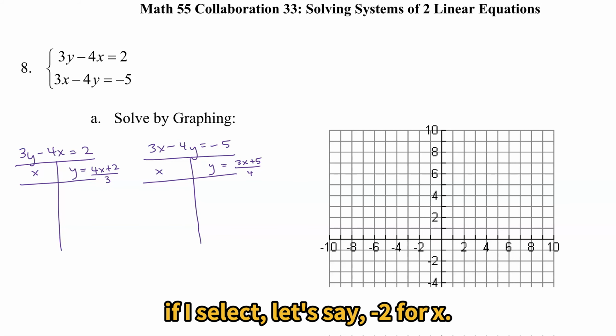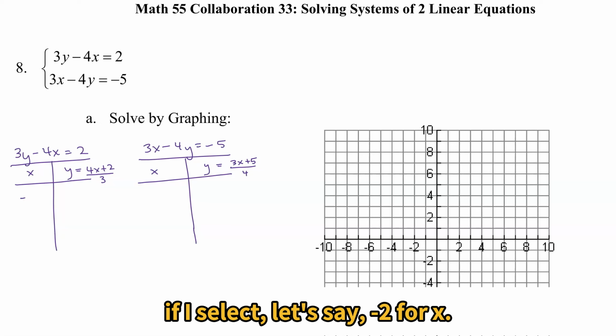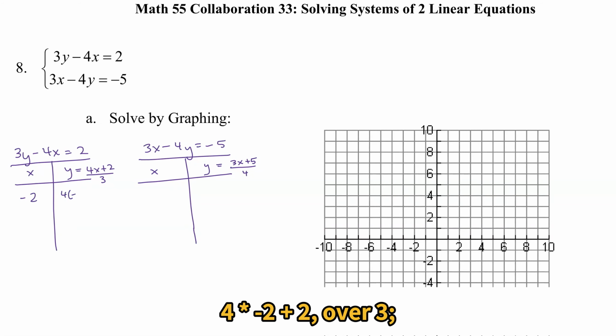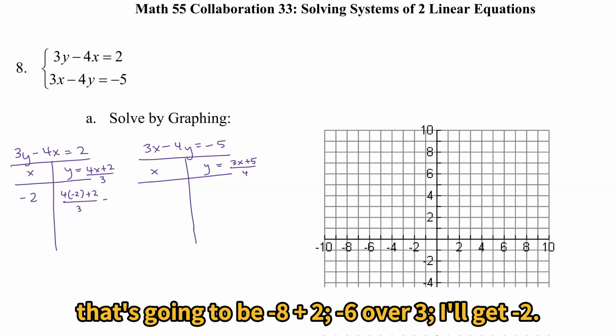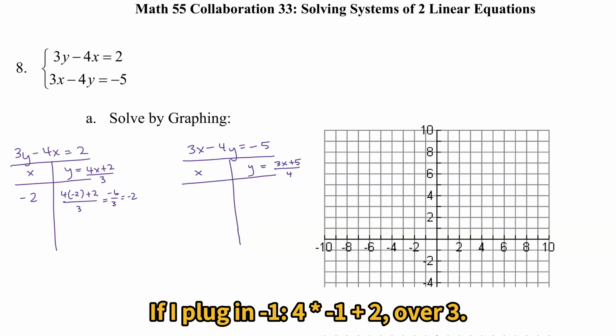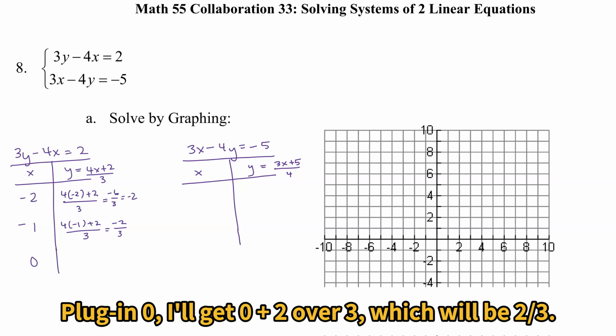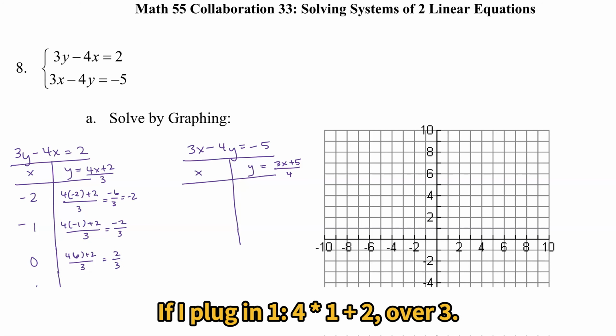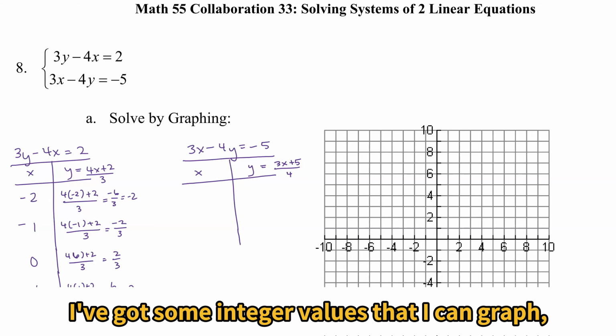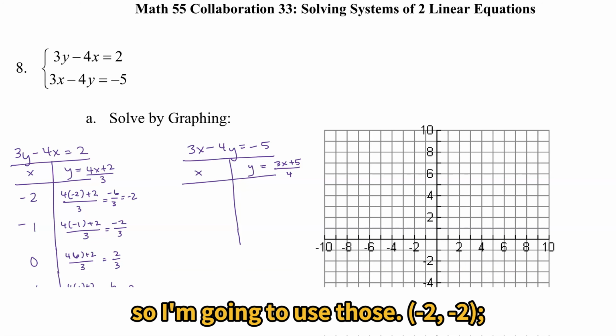Now, if I select, let's say, negative 2 for x, 4 times negative 2 plus 2 over 3, that's going to be negative 8 plus 2, negative 6 over 3. I'll get a negative 2. If I plug in negative 1, 4 times negative 1 plus 2 over 3, I'll get negative 4 plus 2, negative 2/3. Plug in 0, we'll get 0 plus 2 over 3, which will be 2/3. If I plug in 1, 4 times 1 plus 2 over 3, 6 over 3, which will be 2. I've got some integer values that I can graph, so I'm going to use those.